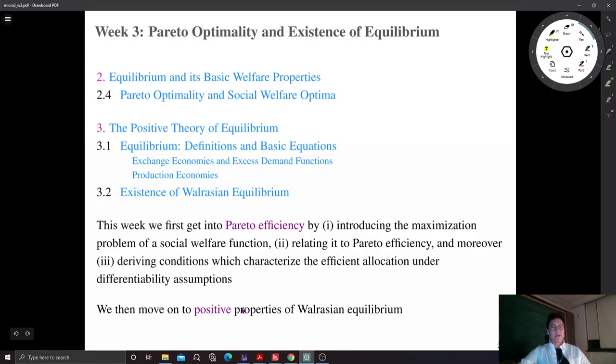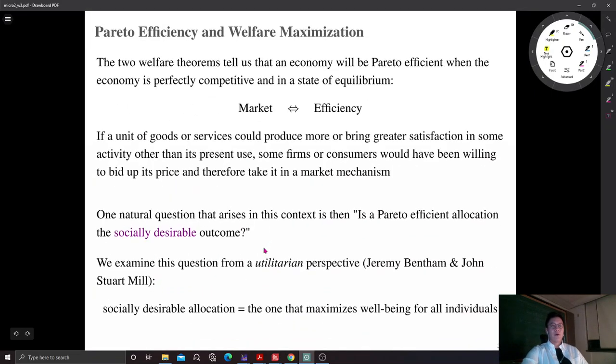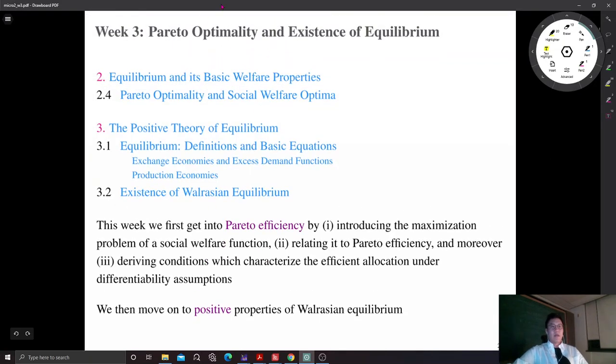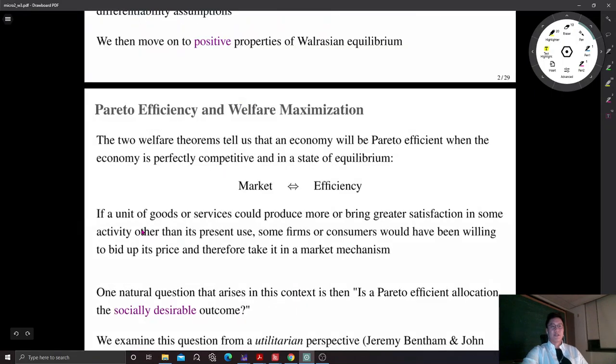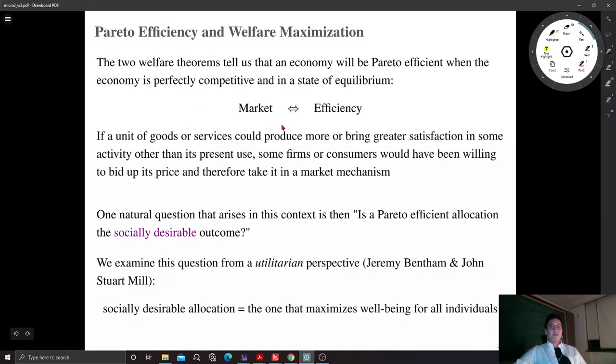So we are going to test the predictive power of Walrasian equilibrium. In this short video, let me cover just one topic: introducing the social welfare function and the relation between Pareto efficiency and the social welfare maximization problem. So the motivation is this.